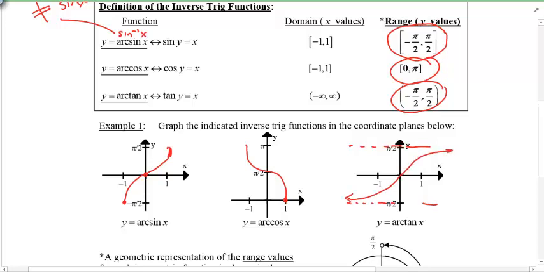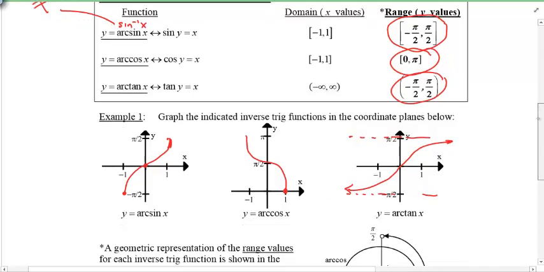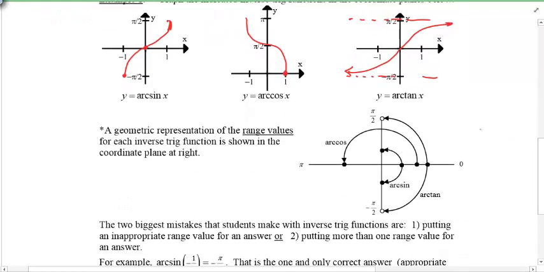So notice arctangent's domain is all real numbers, but the range is limited to between negative pi over 2 and pi over 2. If you want a geometric representation of the range values, then this is the picture for you. Notice arcsine and arctangent go from negative pi over 2 to pi over 2, whereas arccosine goes from 0 to pi.